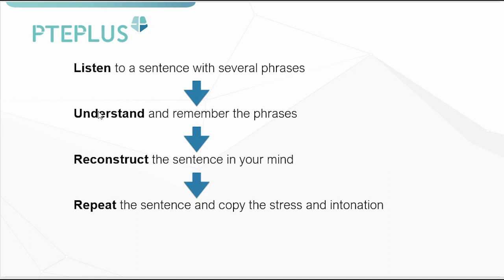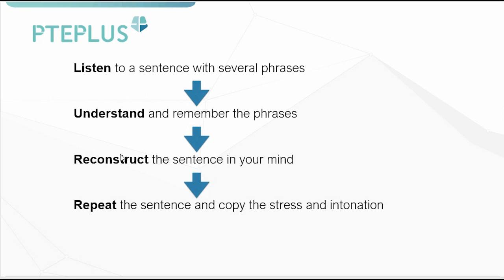The second thing for us to do is try to understand and remember the phrases. So remember, the key here is to remember individual phrases. Don't try to remember words and don't try to remember the whole sentence, but instead remember the individual phrases, and that's really going to be key later on.